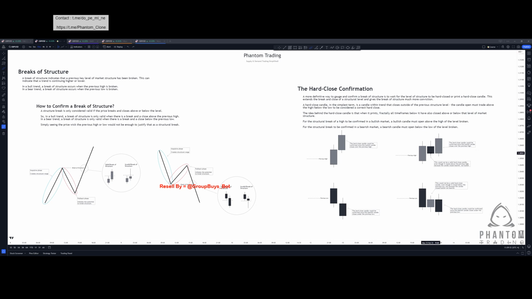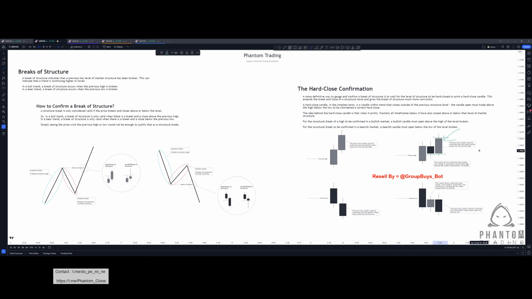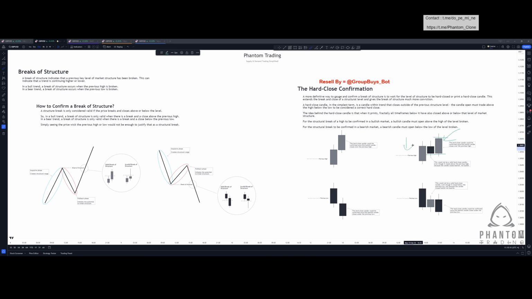Now, the thing to note is that because this is a bearish candle, this would not be a hard close candle. Even though it's closed above the previous high and opened above the previous high, it's not bullish, therefore it's not a hard close candle. This next candle opens above the previous high, closes above the previous high and is bullish, most importantly. It is a hard close candle, confirming that the previous high has now officially been broken.